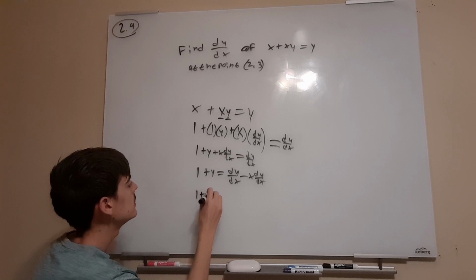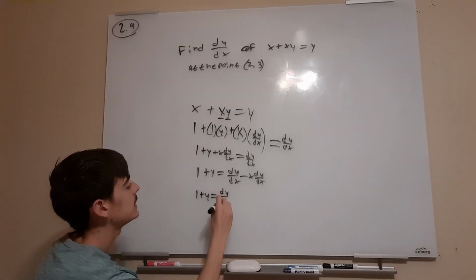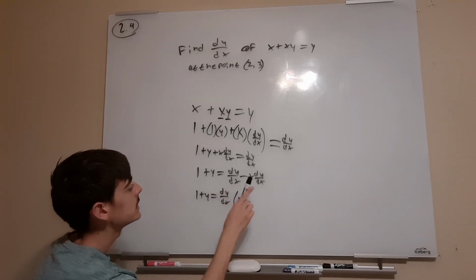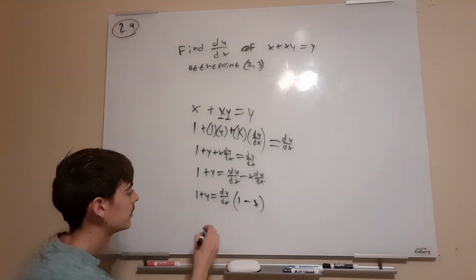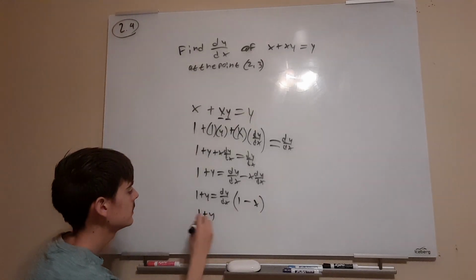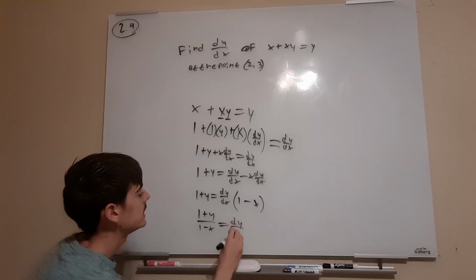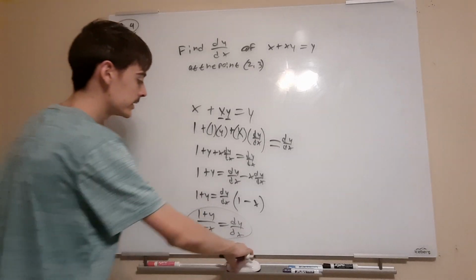And now on the right side of the equation over here, we can factor out a dy/dx. And that will leave us a 1 minus an x. And now from here, we can just divide both sides by 1 minus x. And that will let us find what dy/dx is equal to. So now we have an actual function for what dy/dx is.